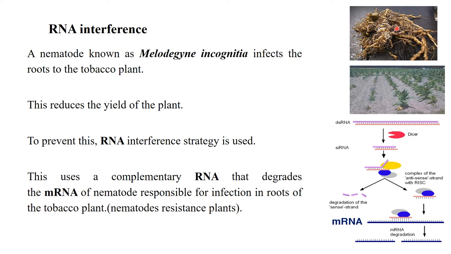This is the crop roots infected by the nematodes, and these are the tobacco plants. This is the RNA interference technique. Double strand RNA is produced.